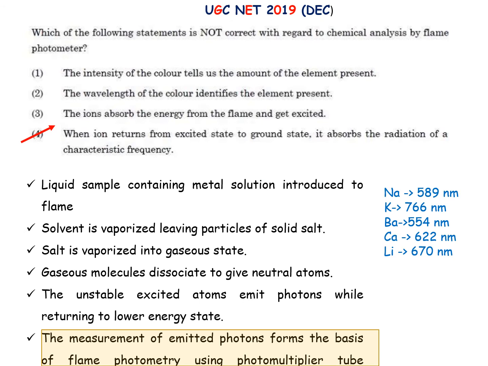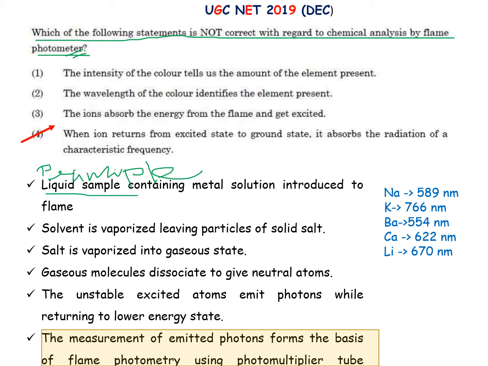Moving on to the next question. The next question says: which of the following statements is not correct with regard to chemical analysis by flame photometer? The flame photometer is the concept where we identify the samples. Let us discuss some of the principle of the flame photometer.